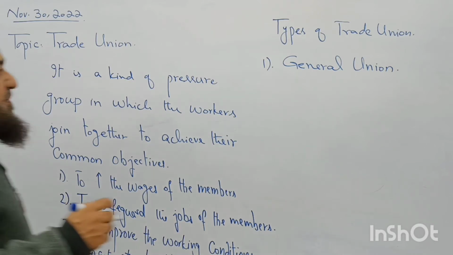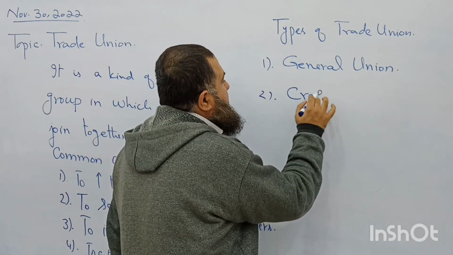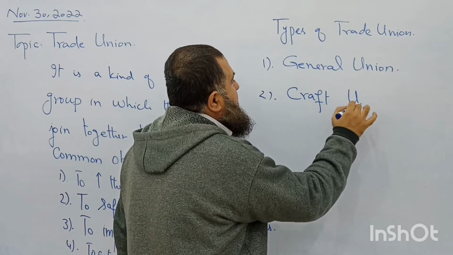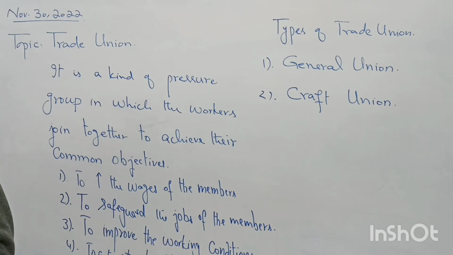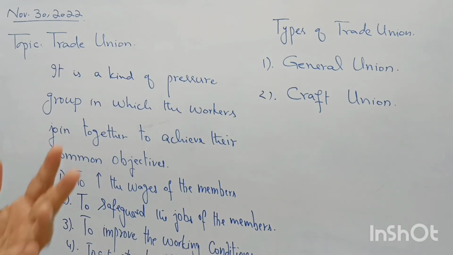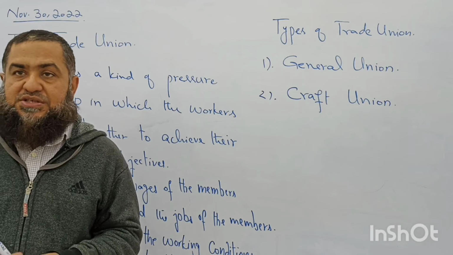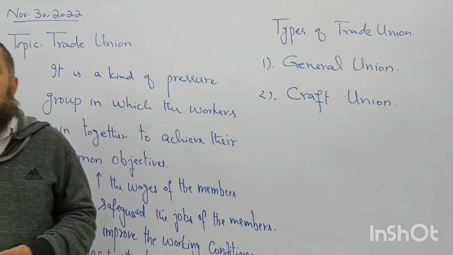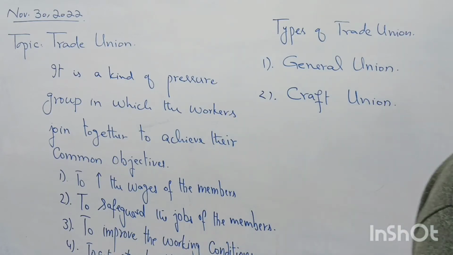The second type of union is the craft union. What do you mean by craft union? Now only the skilled workers will become the members. Like a specific skilled workforce will make a union which will have more influence on the employers. If they go on strike, what happens? The whole production process can be stopped.